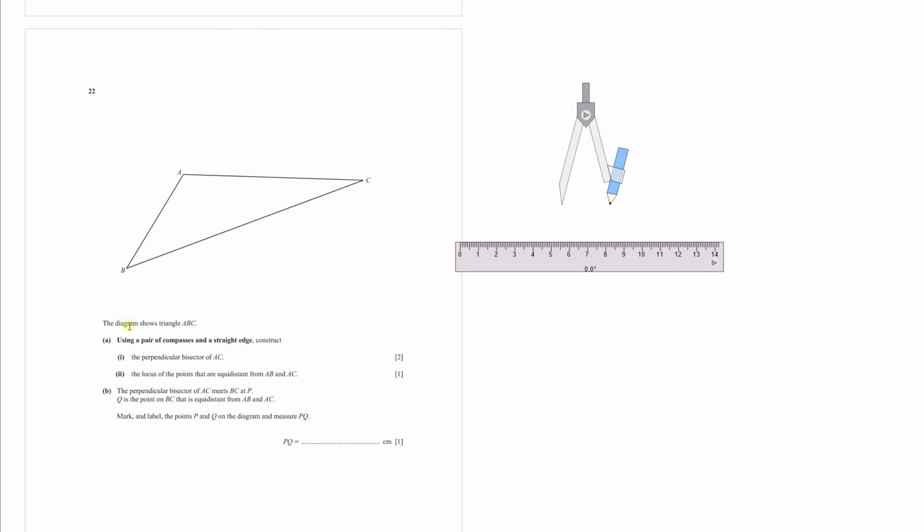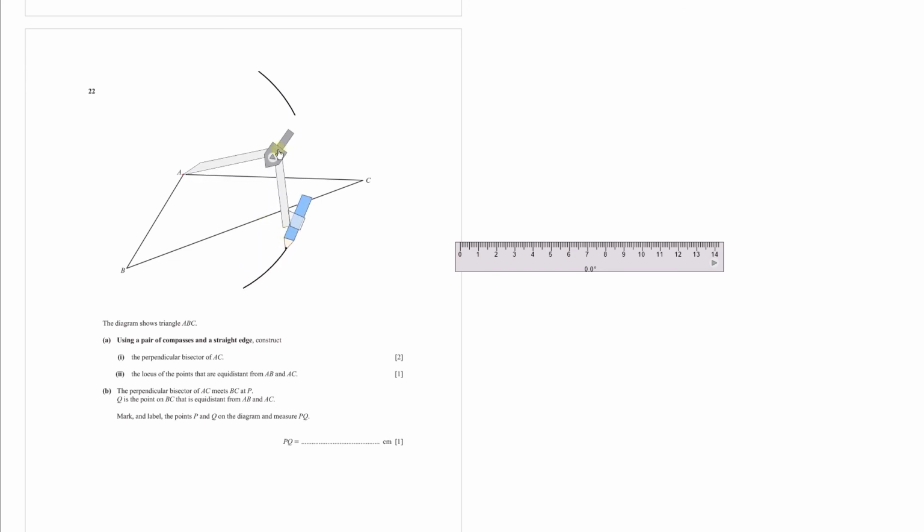The next question is, the diagram shows triangle ABC. Using a pair of compass and a straight edge, construct the perpendicular bisector of AC. So first, I'll place my compass on this point A and make sure that it's open more than half the length of the line. So this is more than half. And then I will draw 2 arcs on either side of the line, one on the top and then one here on the bottom.